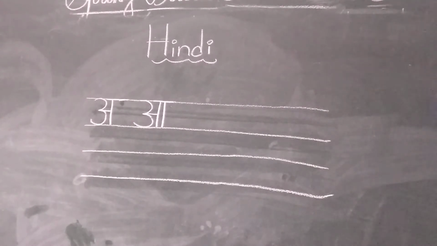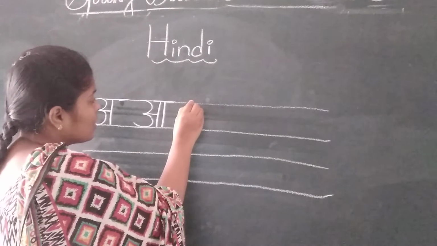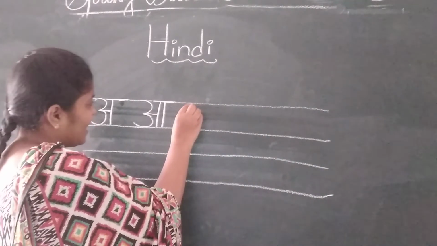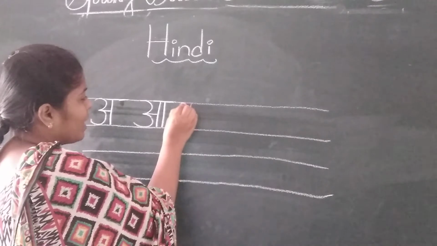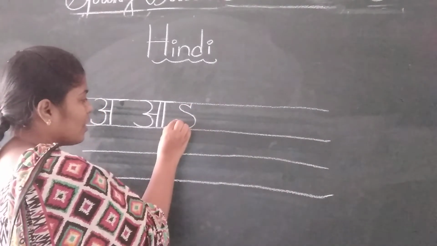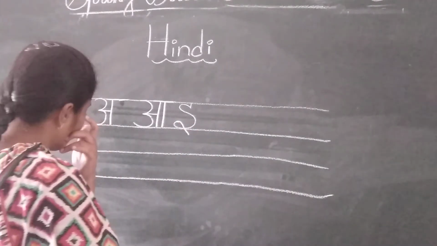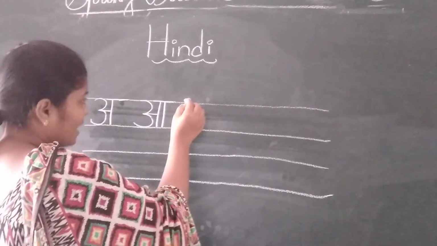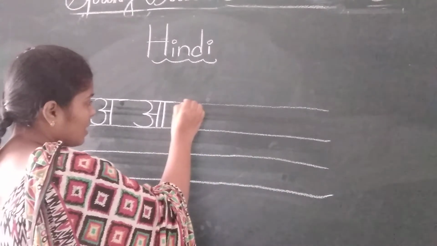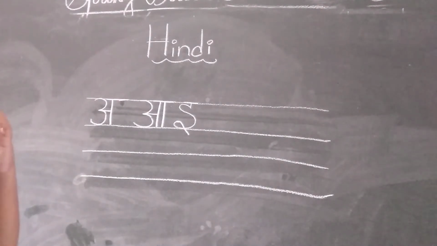Okay. So, what is the next letter after Aa, children? Yes, E. Say how to write E. First, we have to write a small standing line and one S. At the end of the S, we have to write one left standing line and one sleeping line. It forms letter E.